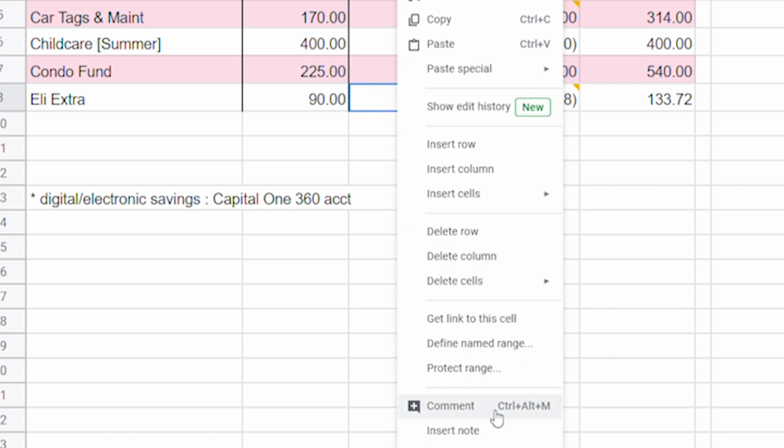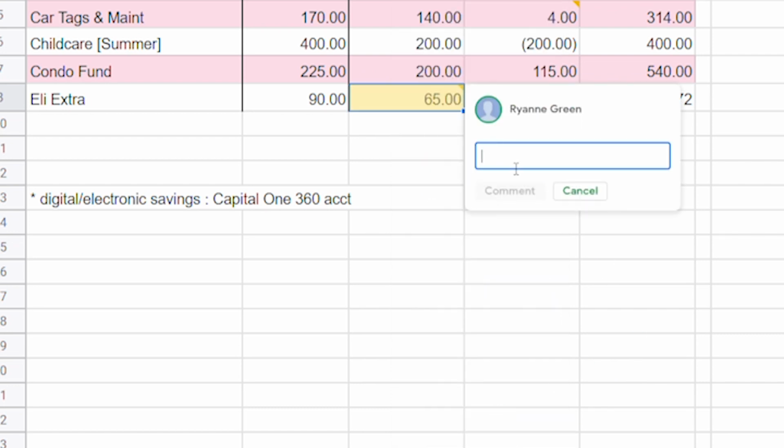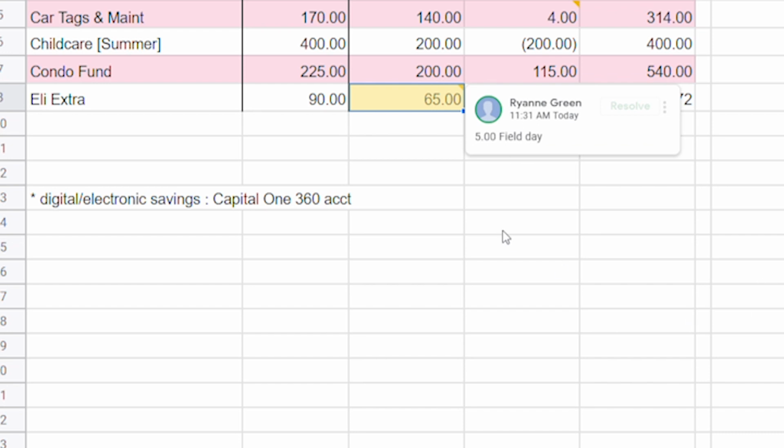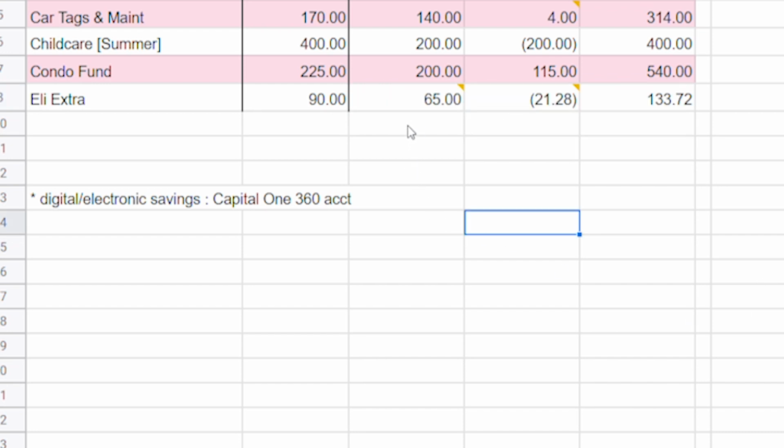If you're curious how I add the note, I just right click on the cell, go down here to hit comment, and I'll put in $5 and then do field day. So field day was at a school, and they had a little, when they go outside and they play those games and get a t-shirt and everything like that. So that was only $5 in May.